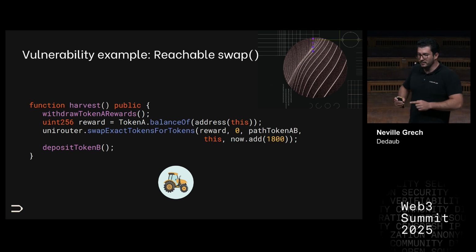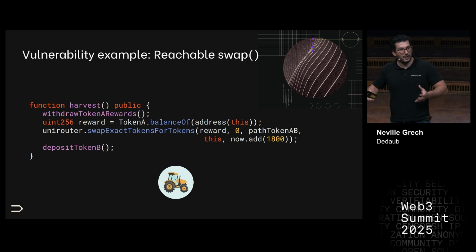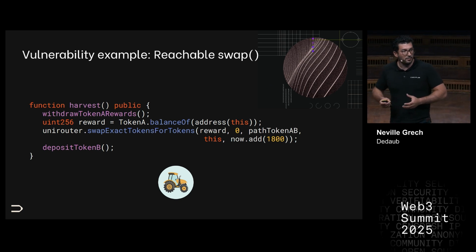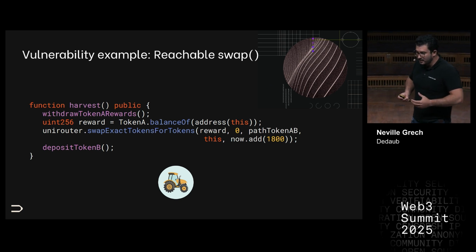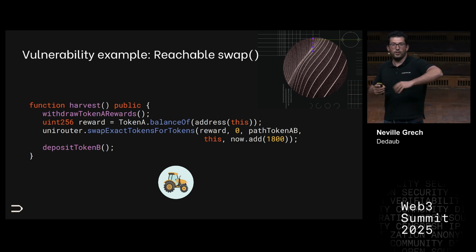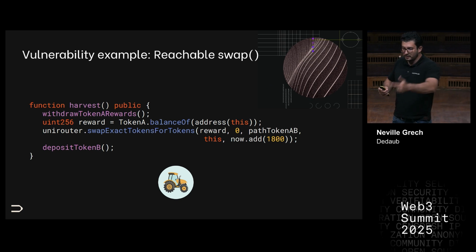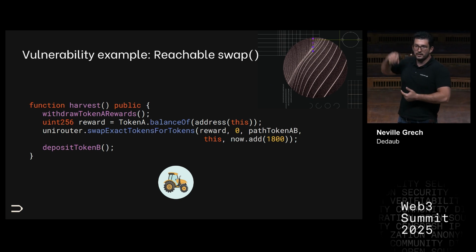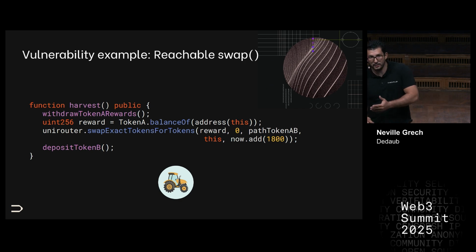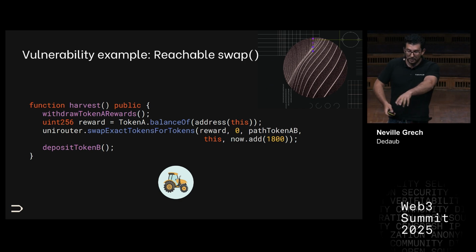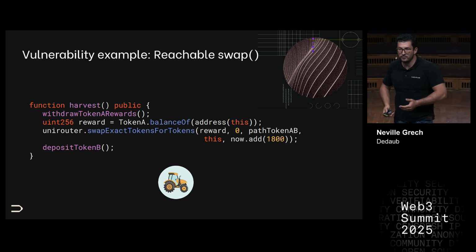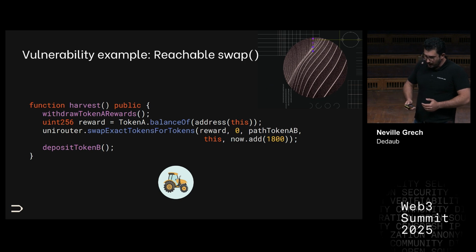However, this function does a swap, a rather large swap of the protocol's funds on an LP that can be predicted, right? So what an attacker can do is find the LP, do a giant swap using a flash loan, for instance, then call harvest, and then extract the money back. So these kinds of vulnerabilities, reachable swap, used to be common. We had found one on Harvest Finance, for instance. We got a big bounty.